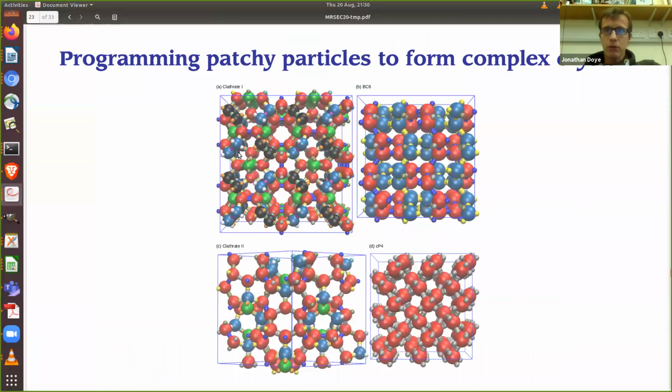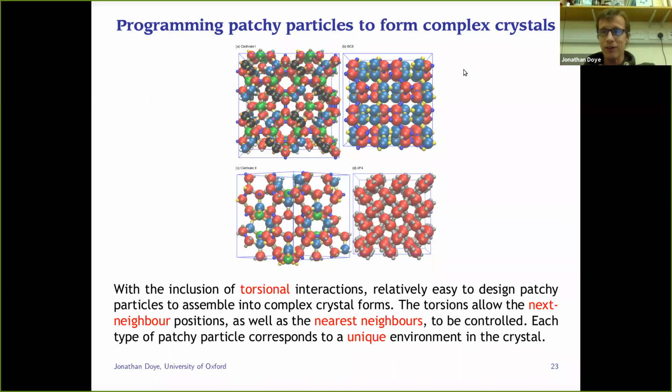Okay, just check that. Okay, I better be quick. I probably haven't got time for the liquid-liquid phase separation, I think.